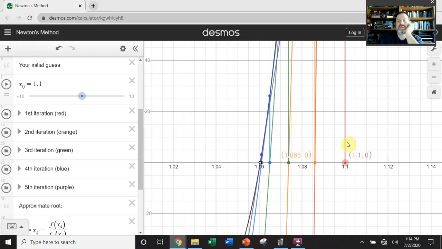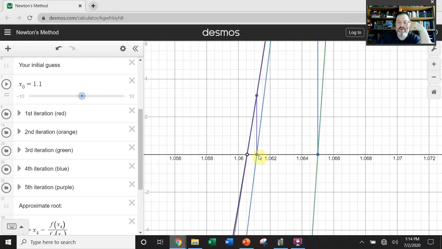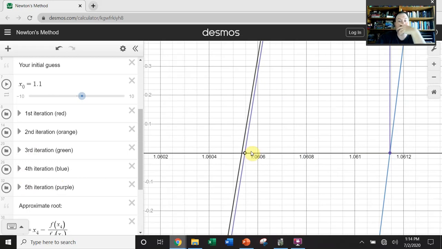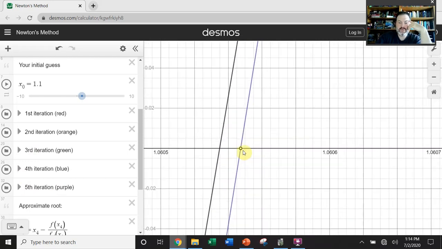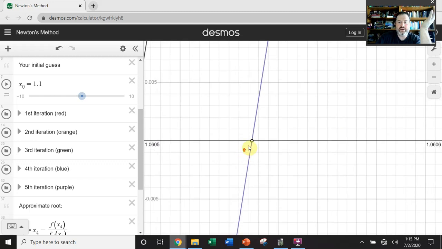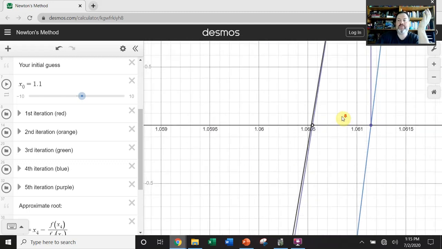Right? So as we progress this way, we're getting closer and closer. And you can see by this blue one. So the blue one is the last one, or the purple one. Yeah, you can see by the purple one, it's awfully, awfully close. And that's what happened with us, right? We got really, really close. You can just keep zooming in. So it's 1.0605, here's 1.0606. So you can see that the accuracy we get is pretty good. It won't go closer than this.